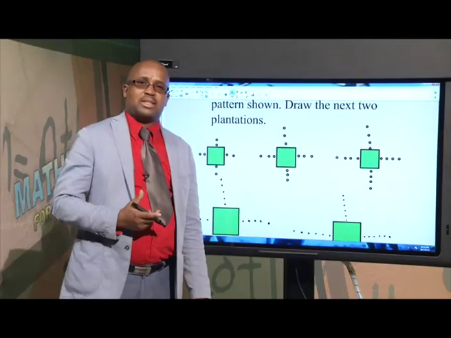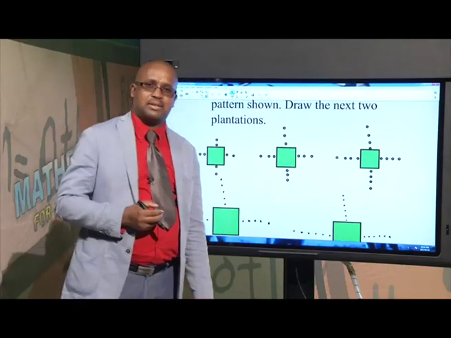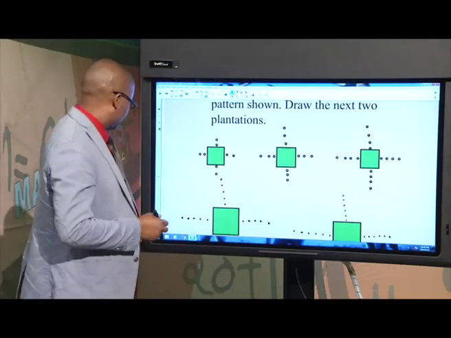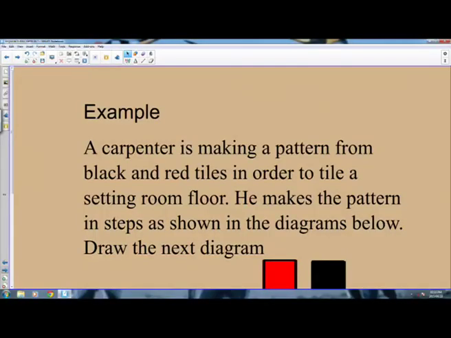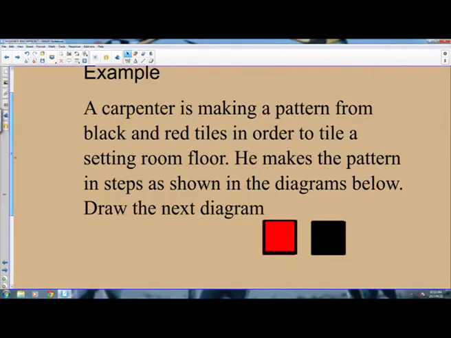We can also look at another situation where a pattern is represented in a diagram format. Let us have a look at it. Another example says a carpenter is making a pattern from black and red tiles in order to tile a sitting room floor. He makes the pattern in steps as shown in the diagram below. Draw the next diagram.